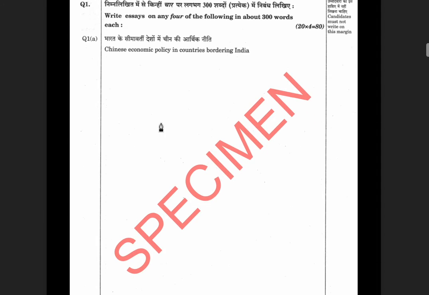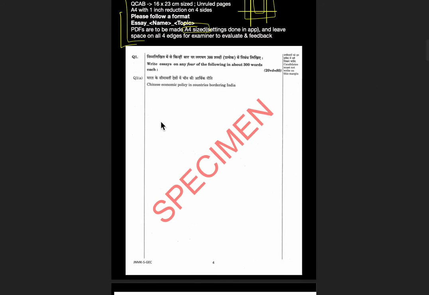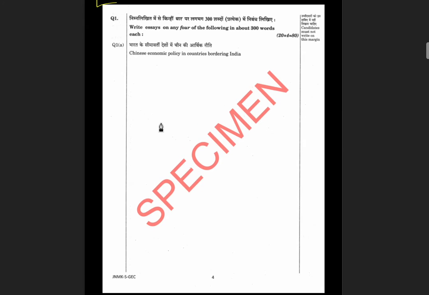Now I'll show you the QCAB. This is the first page of your official QCAB from UPSC. You can see the word specimen written on top of it. This is the 2021 official paper, the 2021 official QCAB, shared by the UPSC on its website. You can download, print, and write the 2021 paper yourself on the official QCAB. The question here is Chinese economic policy in countries bordering India. I will be teaching this topic next.